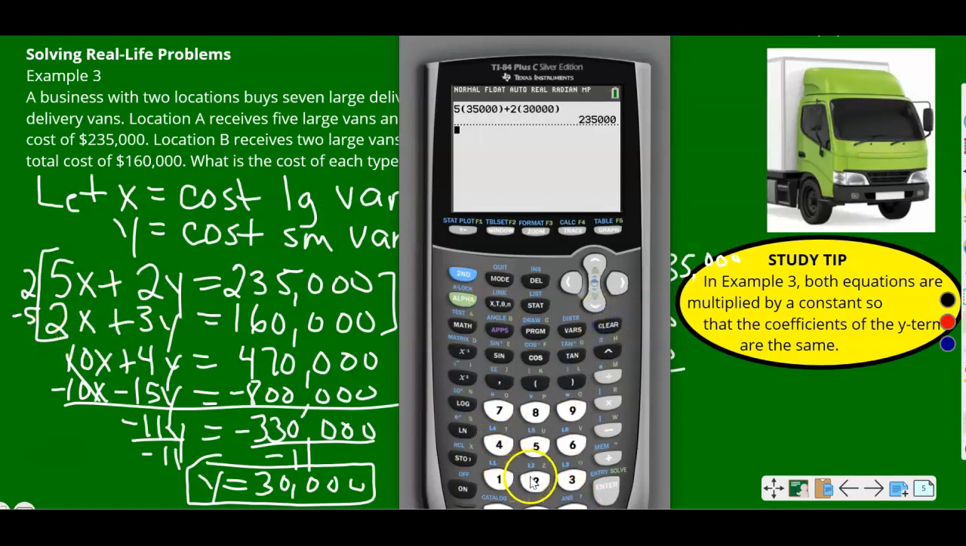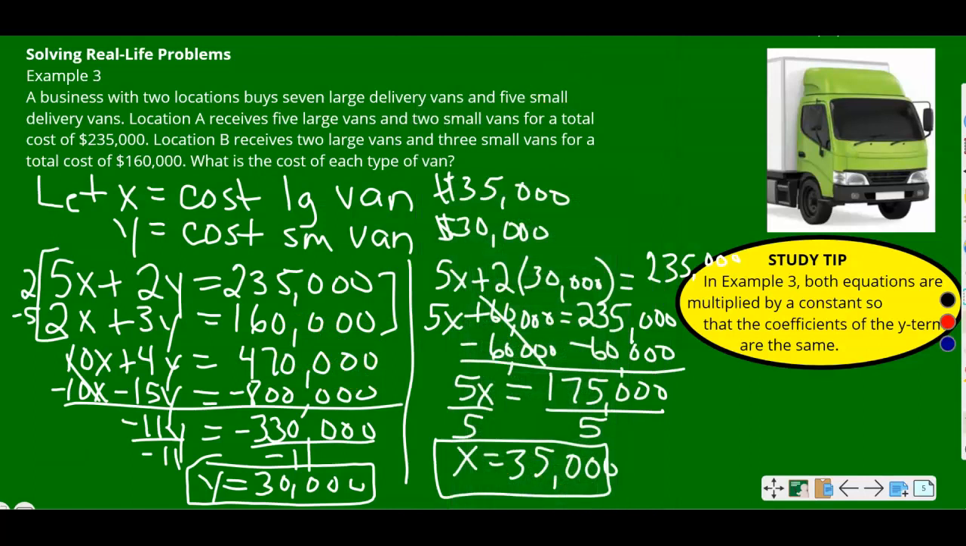Now we're going to do our second one, which is 2 times x, 2 times the cost of a large van, so 2 times $35,000, plus 3 times y. That's the cost of a small van, which is $30,000. And that should be 160,000. And it is. So we can see that both of these are correct. So this is the solution to our system.